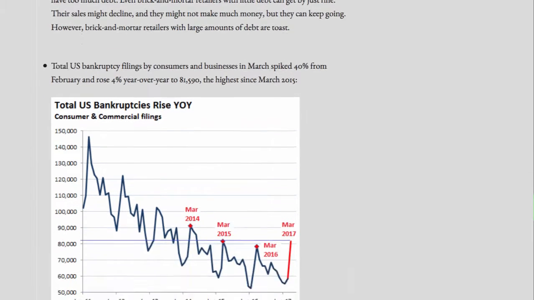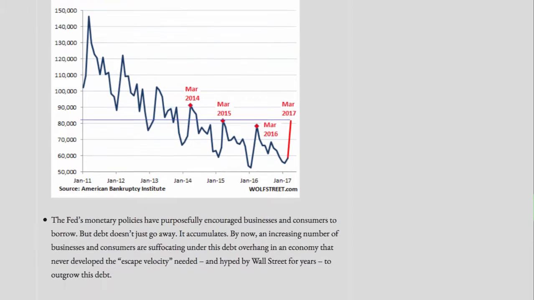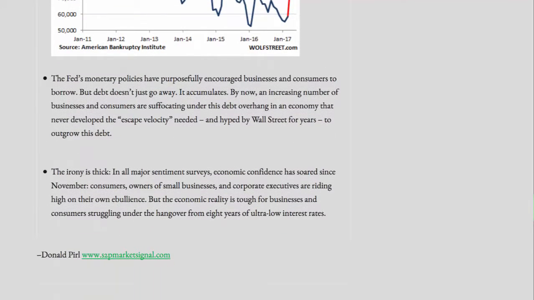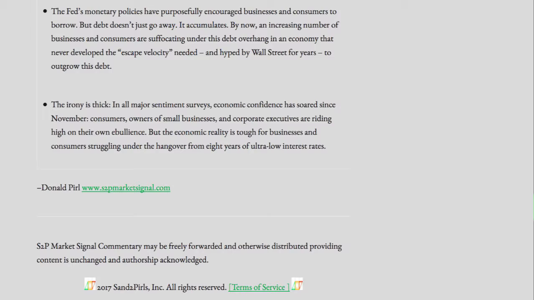Total U.S. bankruptcy filings by consumers and businesses in March spiked 40% from February and rose 4% year over year to 81,590, the highest since March 2015. The Fed's monetary policies have purposefully encouraged businesses and consumers to borrow. But debt doesn't just go away.